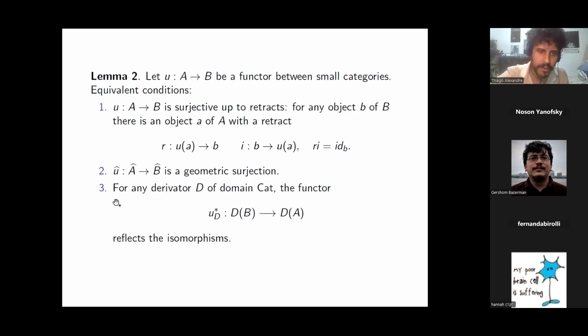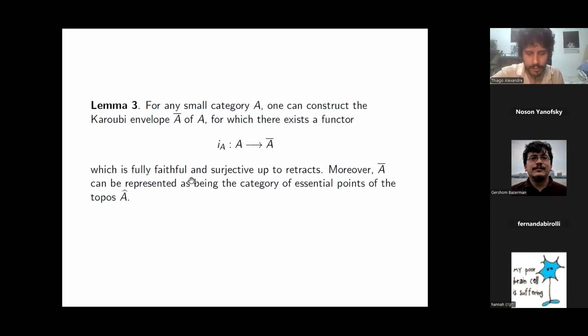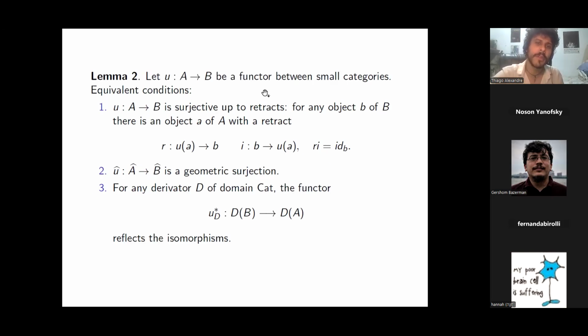And this is also equivalent to saying that for any derivator D of the domain Cat, the inverse image functor reflects the isomorphisms, is a conservative functor. So we also have this characterization of functors between small categories which induce a conservative functor at the level of derived categories with respect to every derivator.